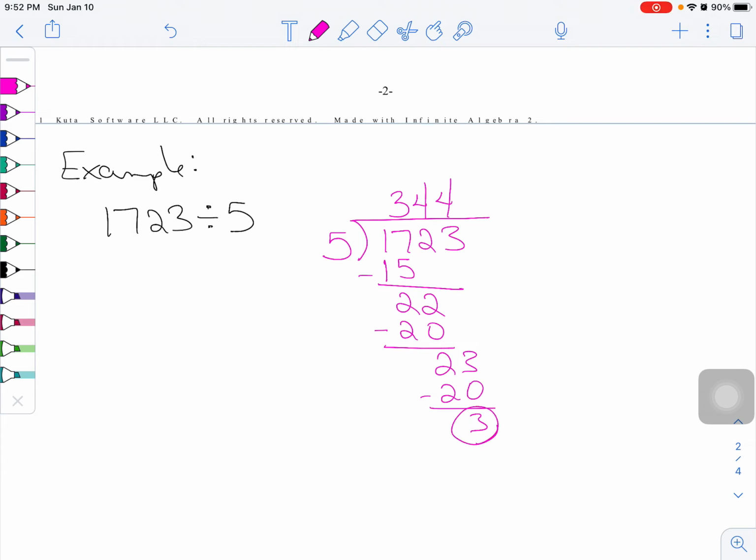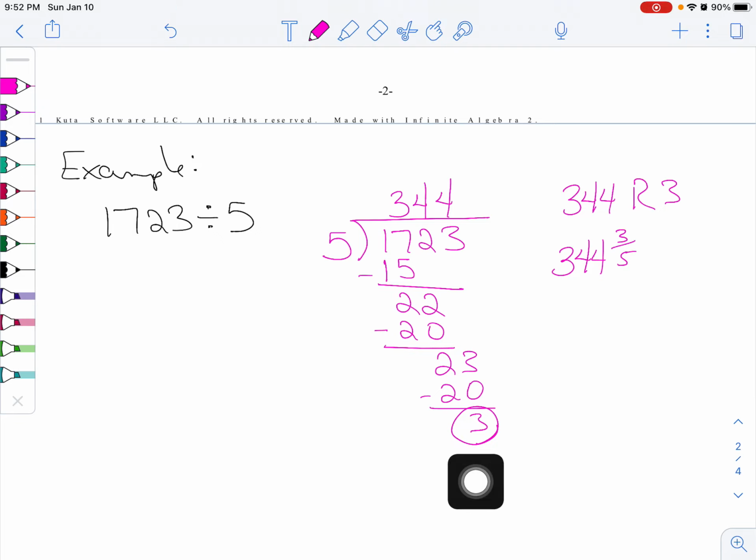Now, there's multiple ways to deal with this end number. You could put a decimal point and a 0 and keep going. I don't want you to do that because that's not going to apply when we deal with the polynomials. Sometimes you will see this written as, so the answer would be 344 remainder 3 with the big R that represents remainder. The way I actually want you to get used to seeing this is this would be 344 with a fraction left over of 3/5. So 3 is the remainder.